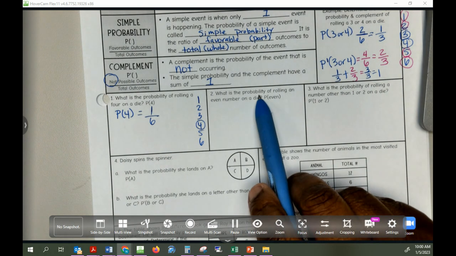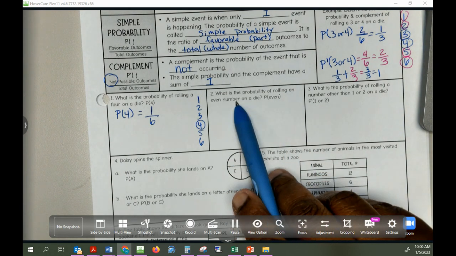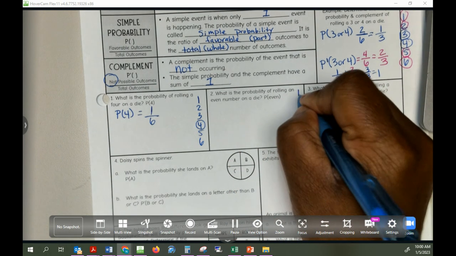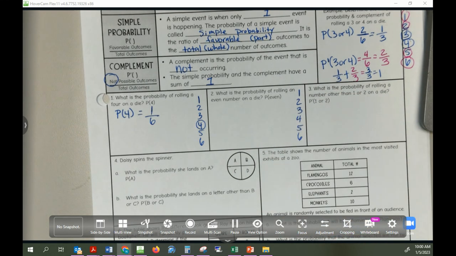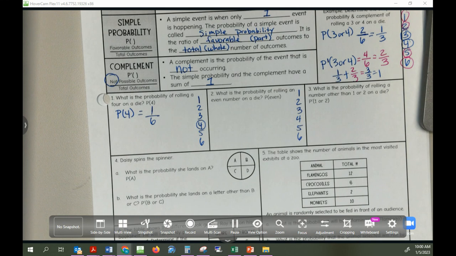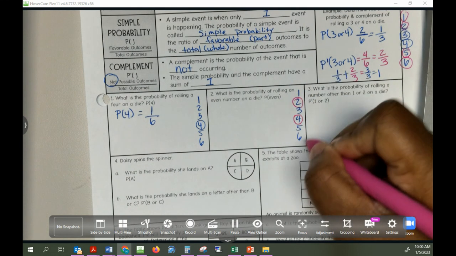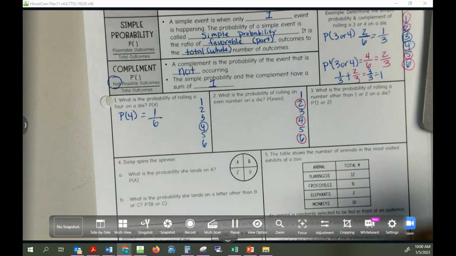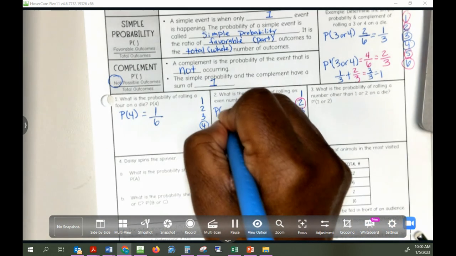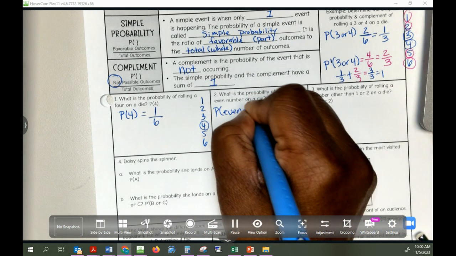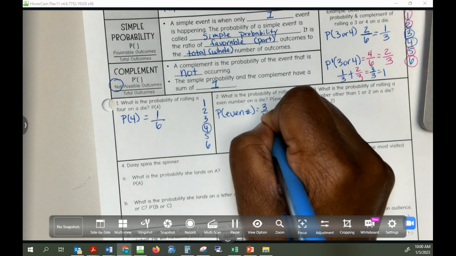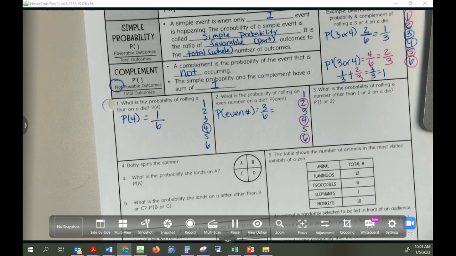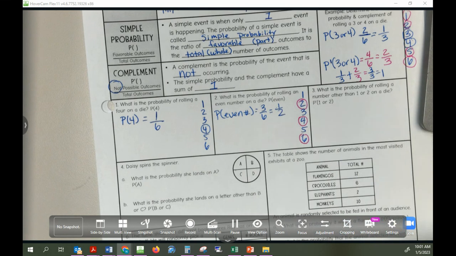Caroline, what is the probability of rolling an even number on a die? So 1, 2, 3, 4, 5, 6. What numbers are your even numbers? 2, 4, and 6. So what is the probability of us rolling an even number on the die, Caroline? 3/6. Can this be simplified? And what does that simplify to? 1/2. Awesome. All right.